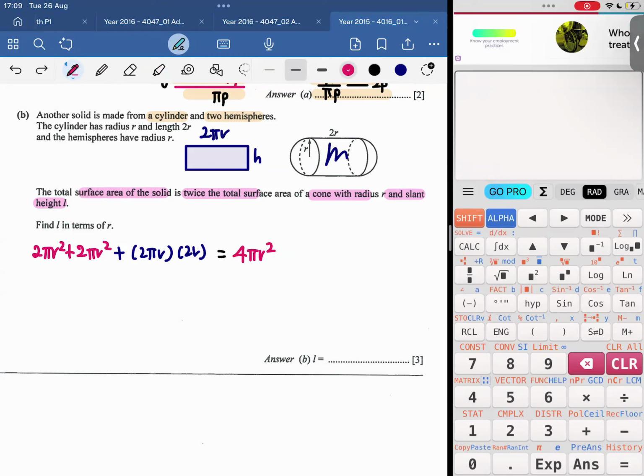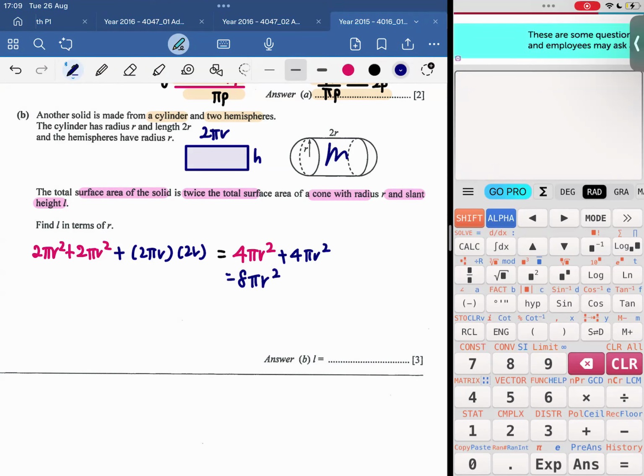We place a lot of emphasis on the curved surface area of a cylinder. They will surely test you because it's not in the formula sheet. You've got to remember it, so do the understanding by opening it up into a rectangle. This is 4 pi r square plus 4 pi r square, which is 8 pi r square. Notice there's no more h, because you cannot have h in your answer. L must be in terms of r only.